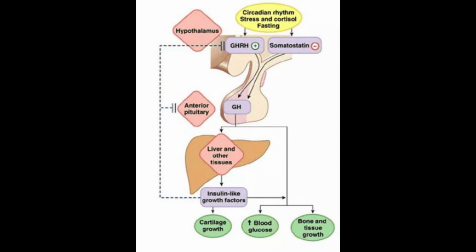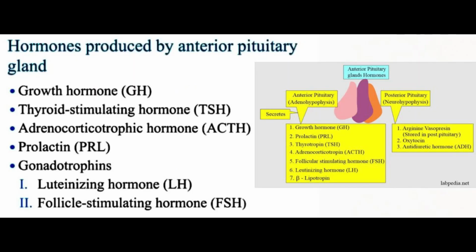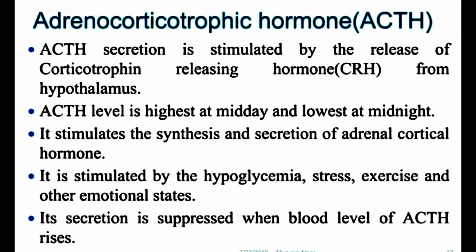Other hormones that are secreted by anterior pituitary gland are the thyroid stimulating hormone. The thyroid stimulating hormone is required for the growth of the thyroid gland. Adrenocorticotropic hormone is required for the structural integrity and secretory activity of the adrenal cortex.